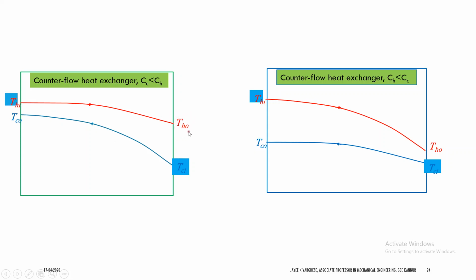These two temperatures are actually established in a heat exchanger based on the overall heat transfer coefficient, area, and parameters like that. So this is fixed and this is fixed, and based on the relative values of heat capacity rates of hot and cold fluids, Cc and Ch, these outlet temperatures will be fixed.